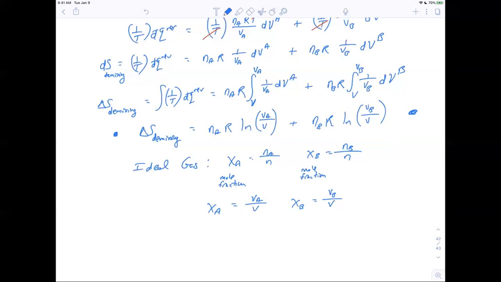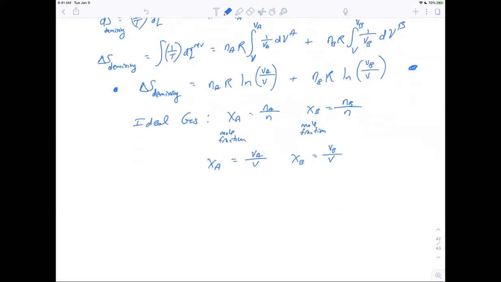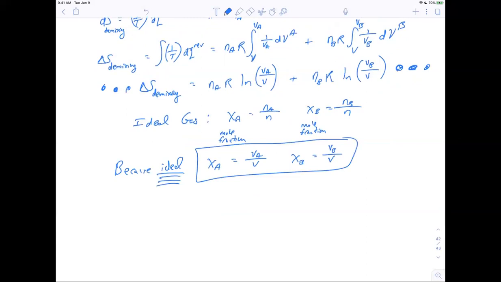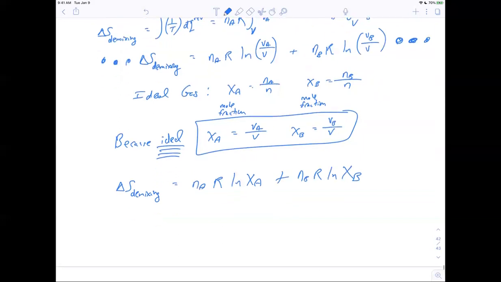So what we can do now is substitute VA over V and VB over V into this equation, because it's an ideal gas. This does not hold generally, but because it's ideal, this holds. Our delta S for the demixing process is equal to NAR log XA, plus NBR log XB. Any questions so far?